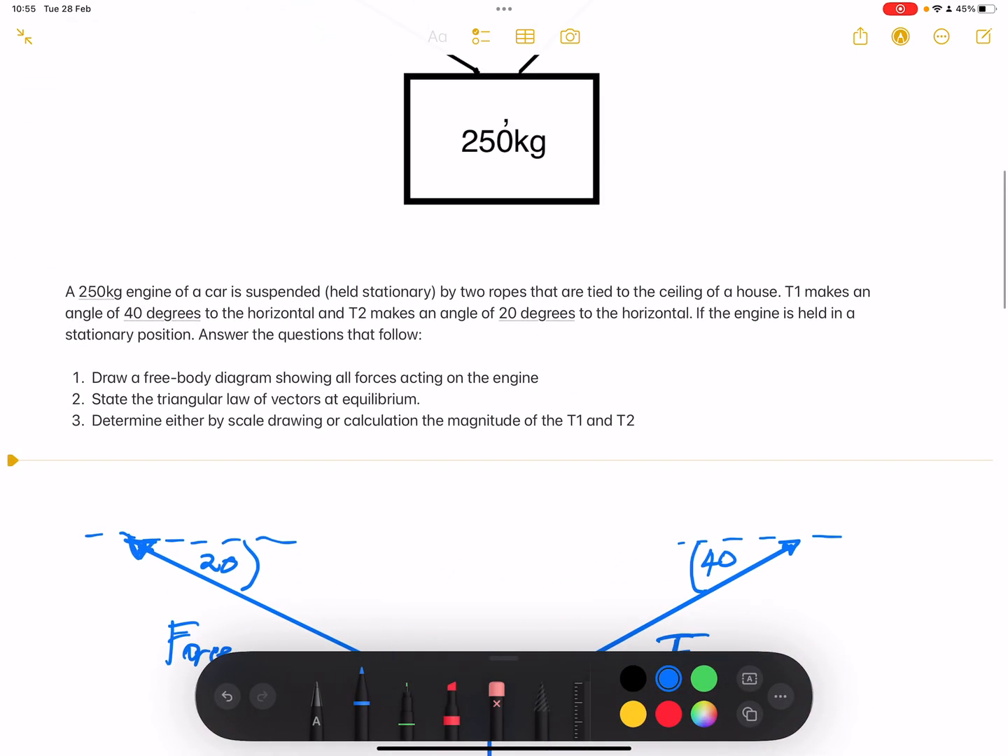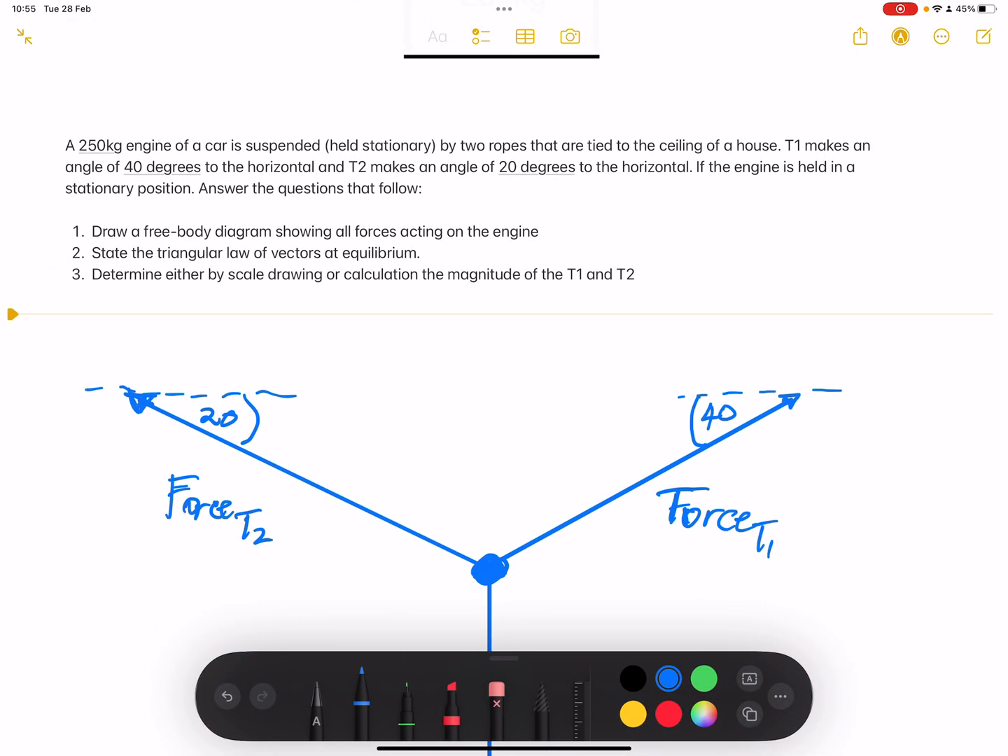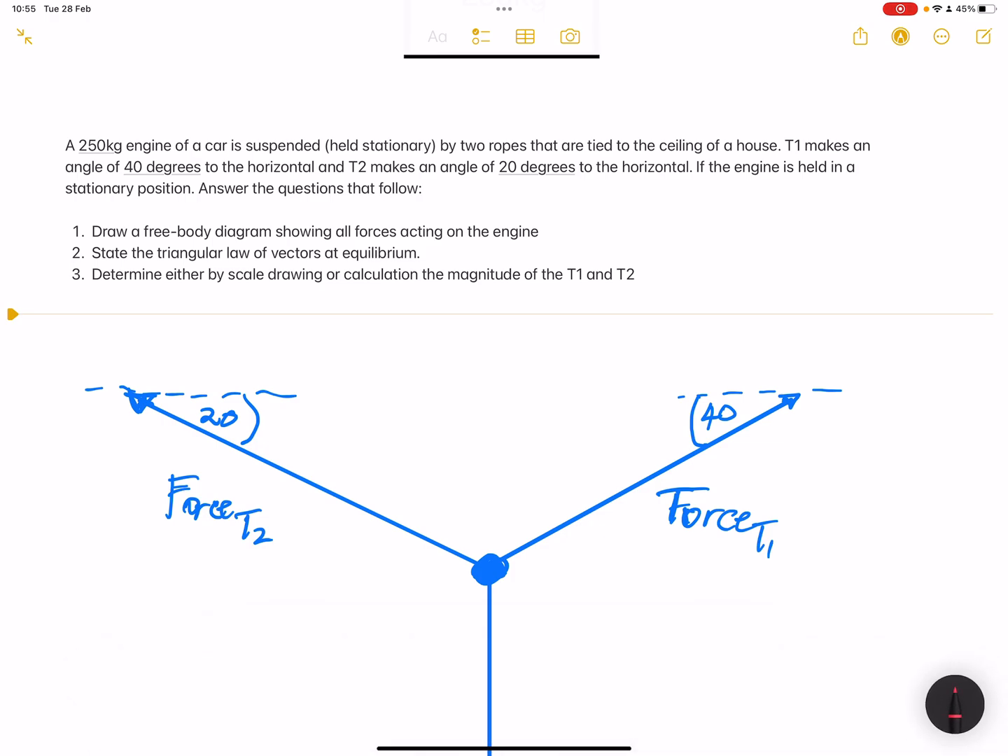Now, let's determine, either by scale drawing or calculation, the magnitude of T1 and T2. Now, how are we going to calculate that? Now, ladies and gents, what I'm going to do is use vector components. So it means that T1 would have a horizontal component in that direction. I'm going to draw that in red. I'm going to call it T1x. But similarly, T2 has got a horizontal component.